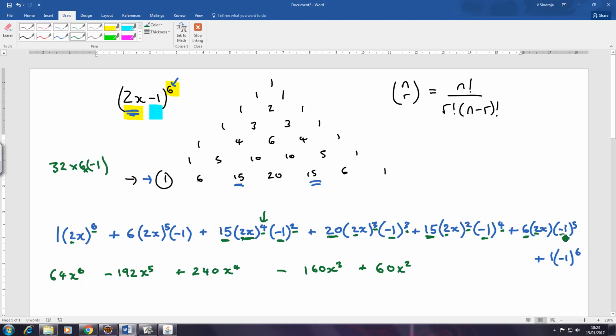Okay, the next term is going to be 6 times 2, which is going to be 12, but it's going to be negative because it's minus 1 to the power of 5. So it's going to be negative 12 and just an x. And the last term is just going to be positive 1. There we go. That's it.